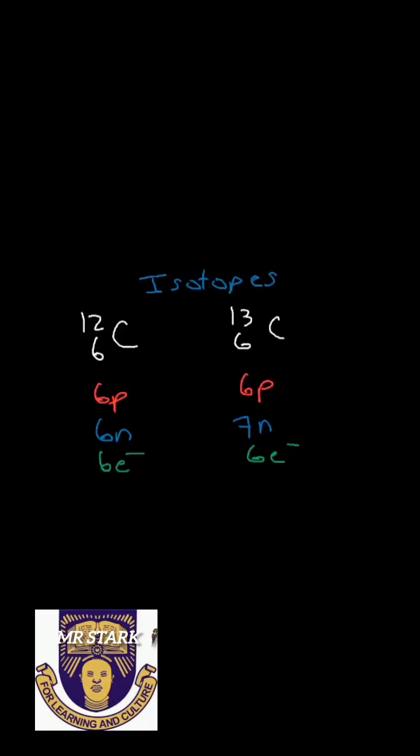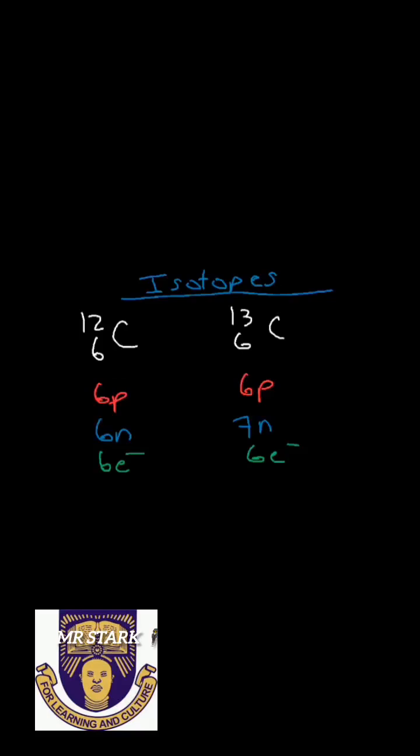So as you can see, isotopes are composed of the same element, in this case, carbon. Now because they're made up of the same element, they have the same atomic number, in this case 6, and they also have the same number of protons. So that's the similarities between isotopes.